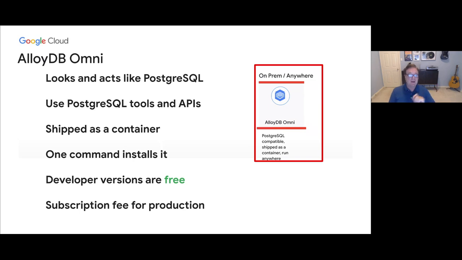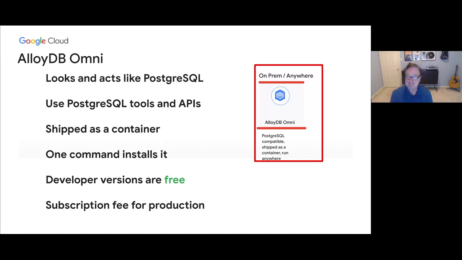So what is AlloyDB Omni? It looks and acts like Postgres. If you have a Postgres application, it runs. It uses Postgres tools and APIs. That's what I'm going to be showing today. It's shipped as a container, so install Docker, or Kubernetes, or whatever your favorite container management system is. It downloads with one command, installs, and configures itself, and you're ready to go. Developer versions are free. You can download it right now. You can play with it as much as you want, do as much development as you want on it. There is a subscription fee for production.